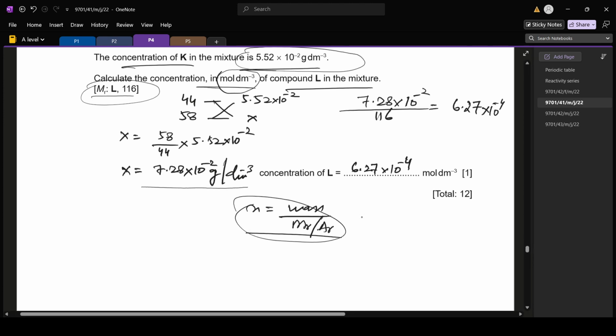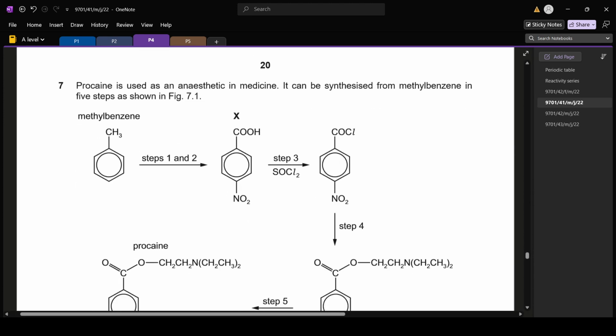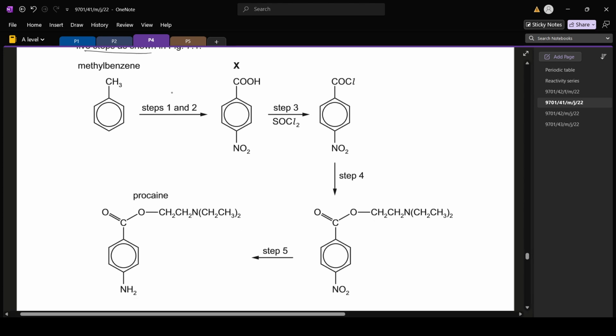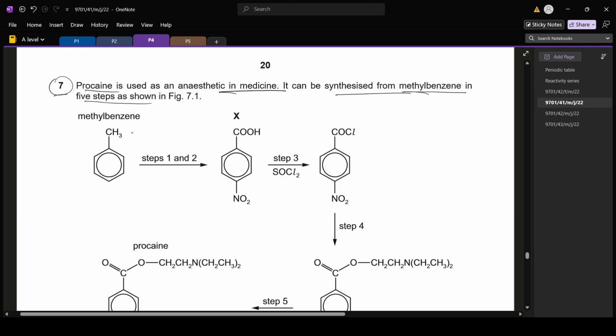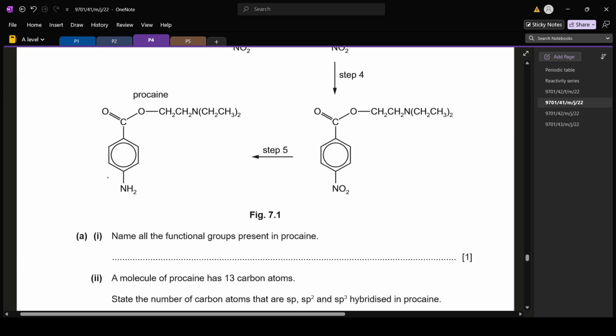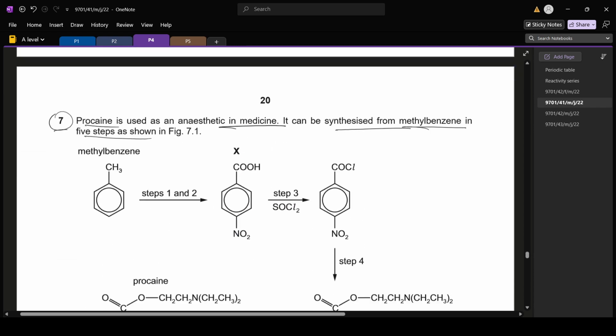Moving towards next part, part 7. Procaine is used as an anesthetic in medicine. It can be synthesized from methyl benzene in 5 steps as shown in figure 7.1. This is the mechanism, this is how you can make procaine from this methyl benzene.